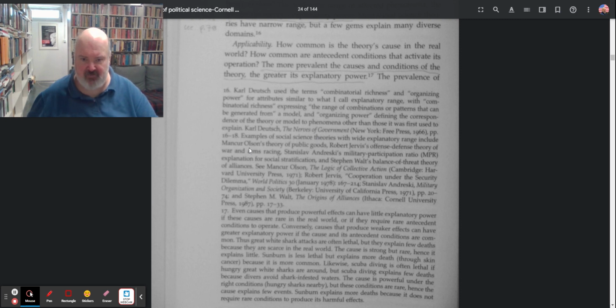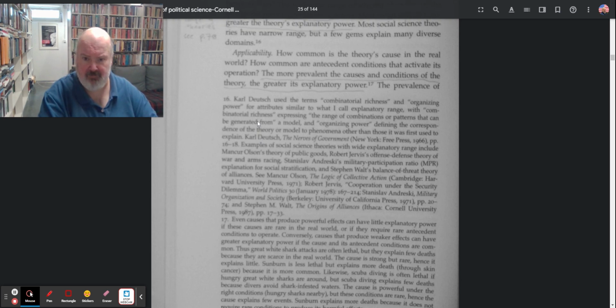This is from Karl Deutsch's The Nerves of Government. Examples of social science theories with wide explanatory range include Olson's theory of public goods, Jervis's offense-defense theory of war and arms races, Stanislav Andreski's Military Organization and Society, and Stephen Walt's The Origins of Alliances. These are key examples.